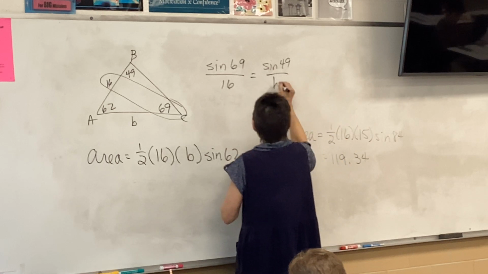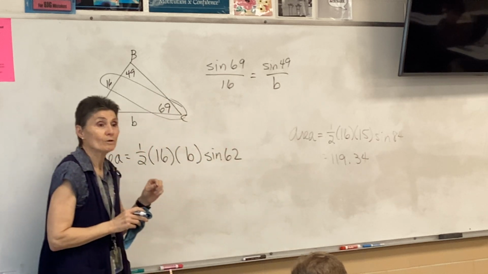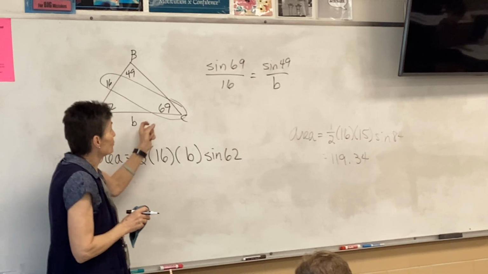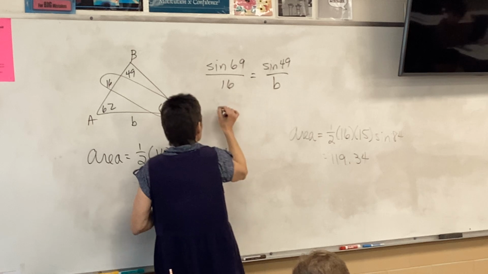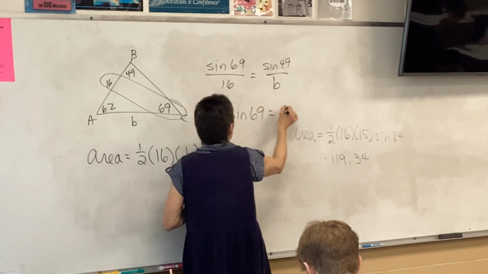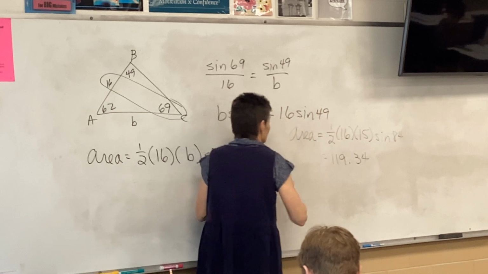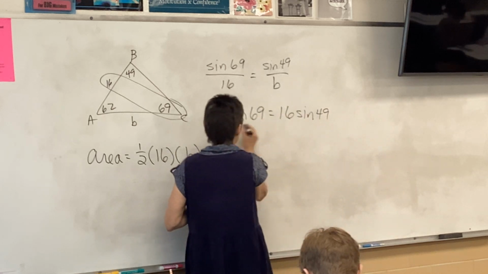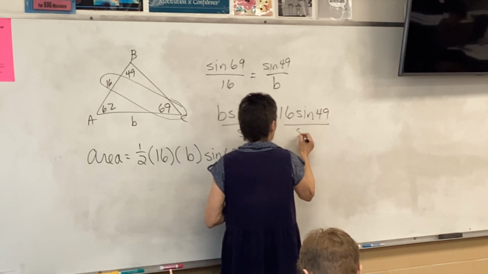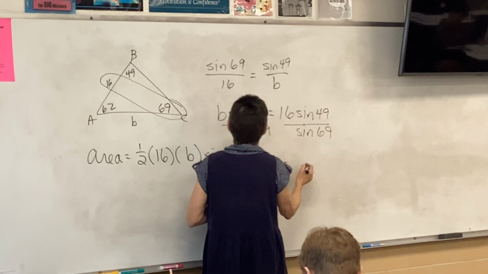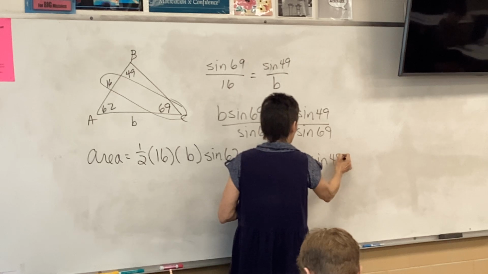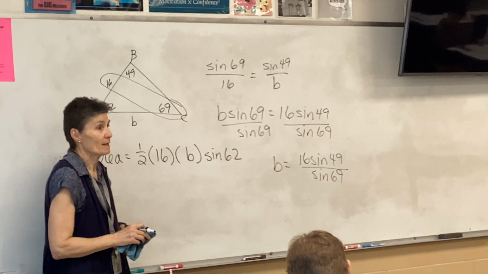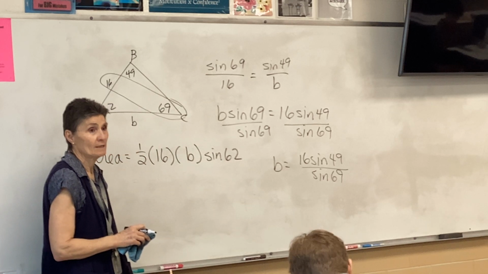Now again, why am I doing that? Because in order to find the area, I have to know that side. So I'm going to do my law of sines. B sine 69 equals 16 sine 49. Divide by sine 69. So I have 16 sine 49 over sine 69. Right, are you keeping up? That's what you just did on your quiz, law of sines.